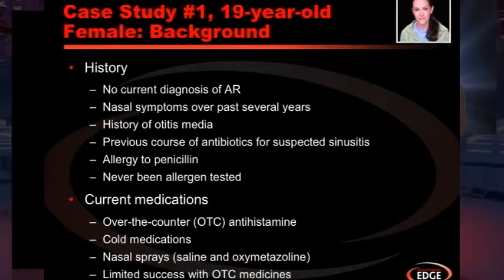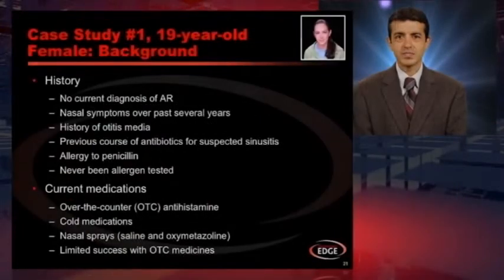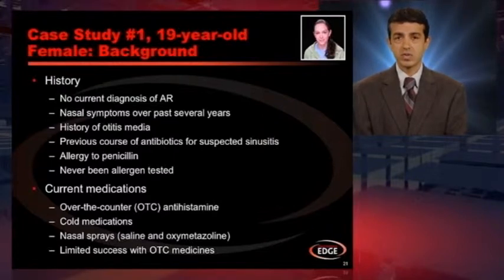So here we have a typical patient we all see. Let's summarize her history. No current diagnosis of allergic rhinitis. Nasal symptoms over the past several years, so that's important. There's chronicity to this. History of otitis media, therefore comorbidities exist. She's had previous course of antibiotics for suspected sinusitis. She's allergic to penicillin, and she's never been allergy tested. Her current medications include over-the-counter antihistamines, cold medications.